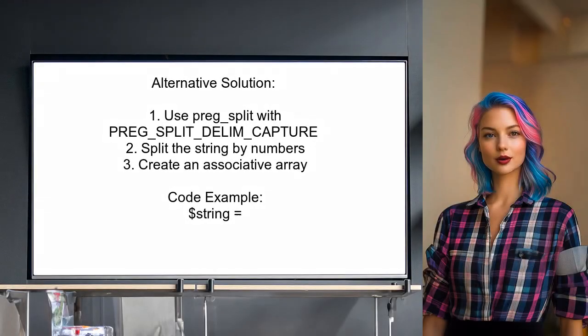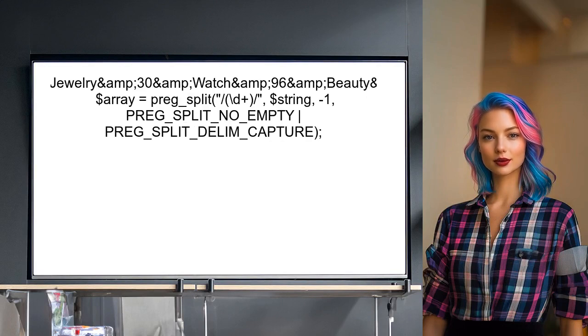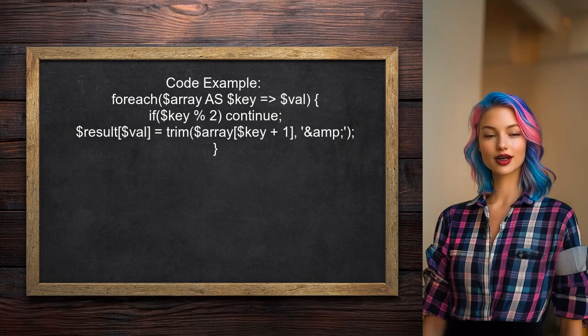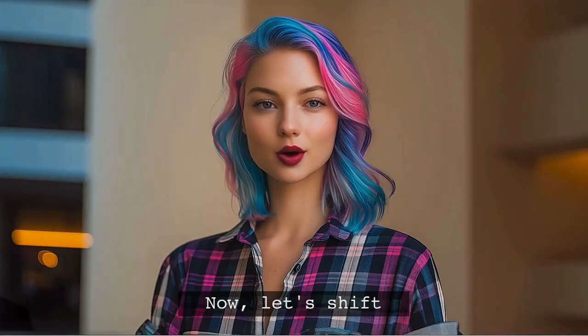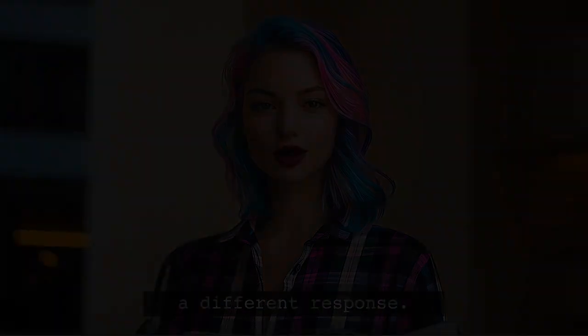An alternative solution provided by a user suggests using the PREG_SPLIT_DELIM_CAPTURE flag with preg_split. This method splits the string into an array based on the numeric values. In the code, a foreach loop is used to iterate through the array. It checks for even keys to assign values to the result array, trimming any unwanted characters. Now, let's shift our focus to a different response.